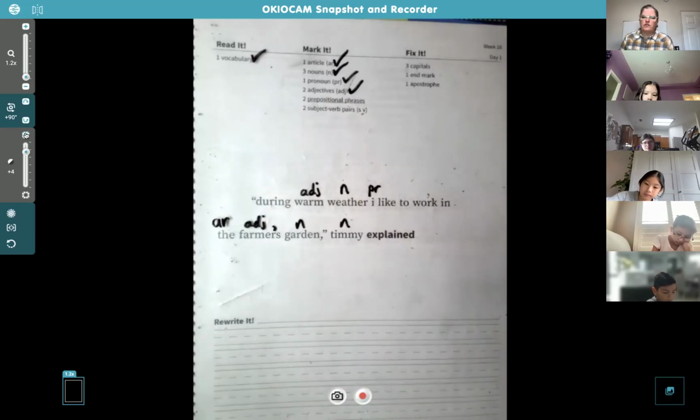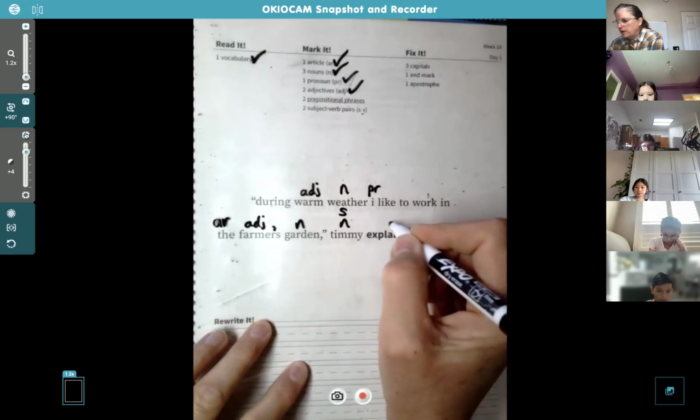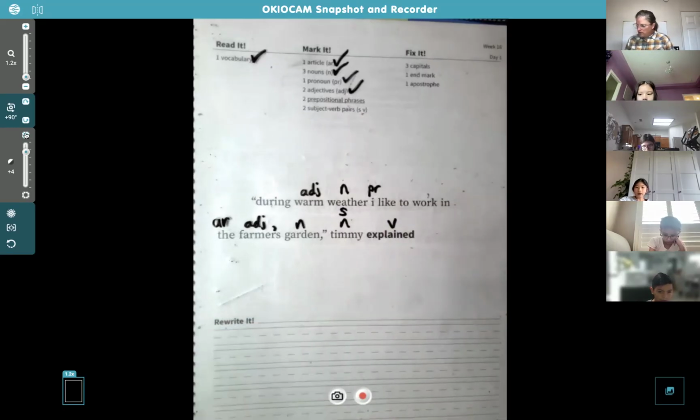I'm skipping prepositional phrases. I'll come back to that, but I'm going to have Julio, can you do the subject verbs? So see if you can pair them up, the subject verbs. Timmy and explained? Yes, Timmy is the subject. Explained is the verb. That's what he's doing.